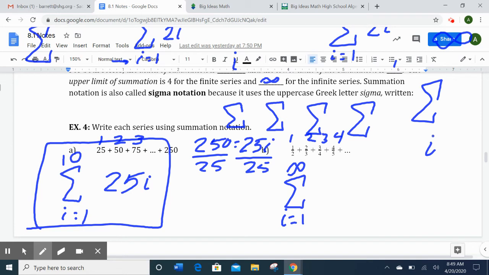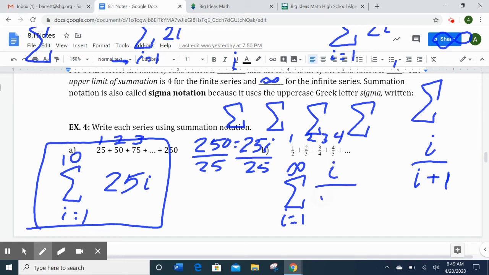So the first term was 1/2. So it looks like they took I and they put it over I plus 1. The second term was 2/3. So I over I plus 1. 3/4, I over I plus 1.